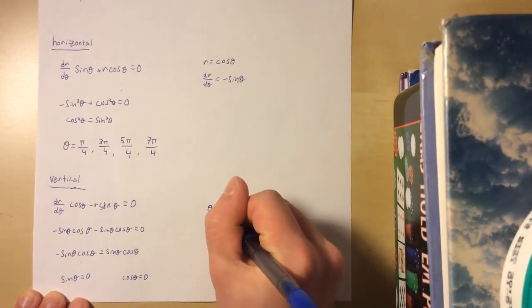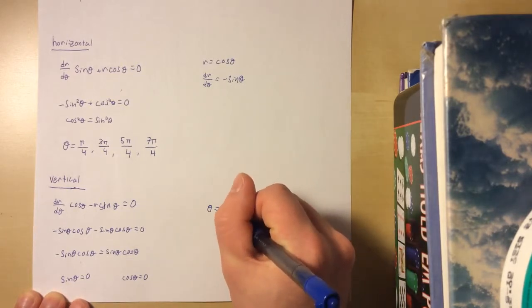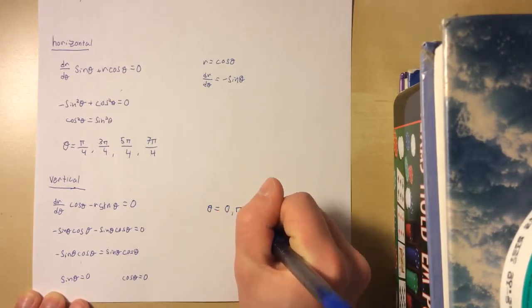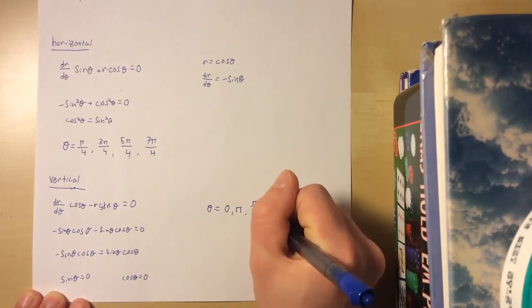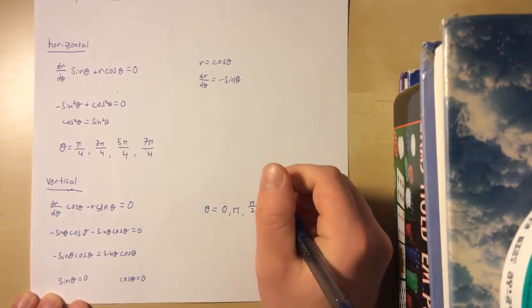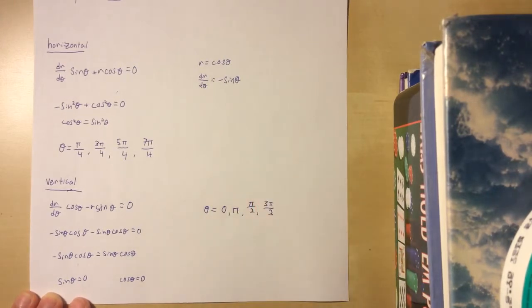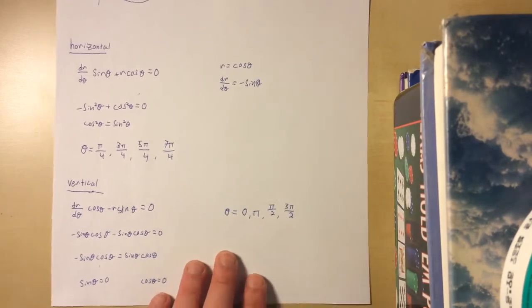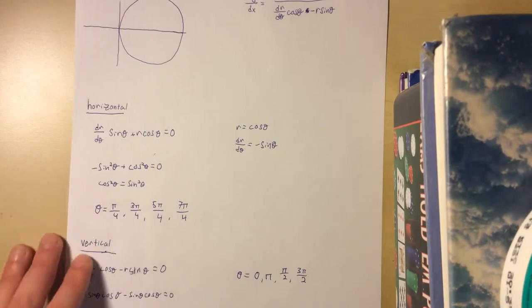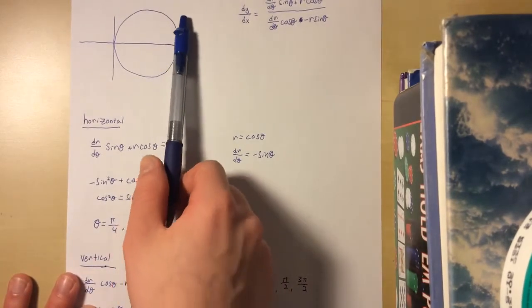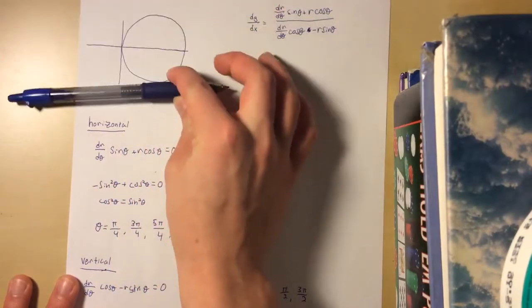So that'll occur at theta equals, well, for sine theta we have 0 and pi, and for cosine theta we have pi over 2, and what'll that be? 3 pi over 2. And so these solutions are the angles of the points where the tangents are horizontal and vertical.